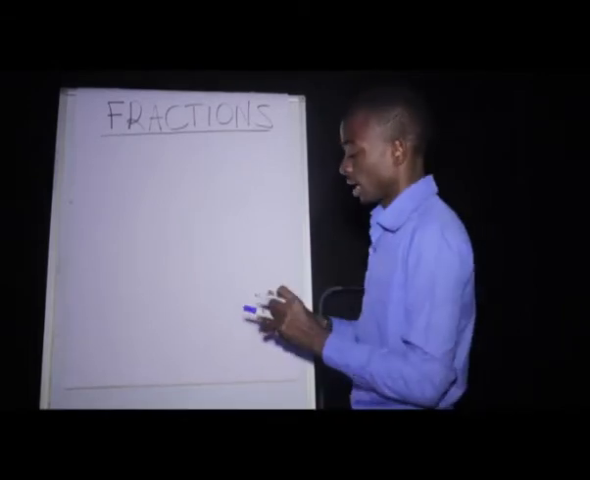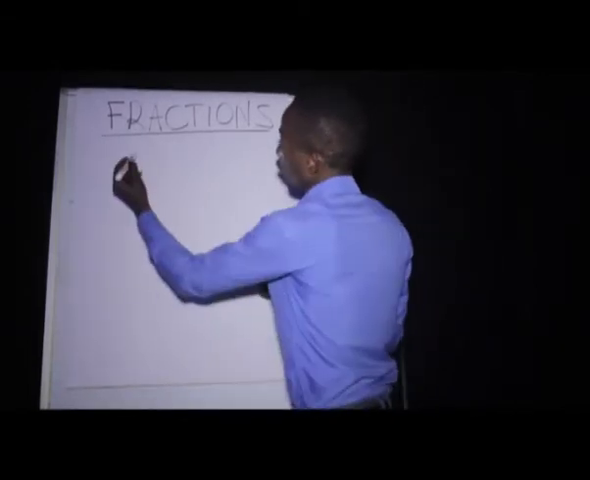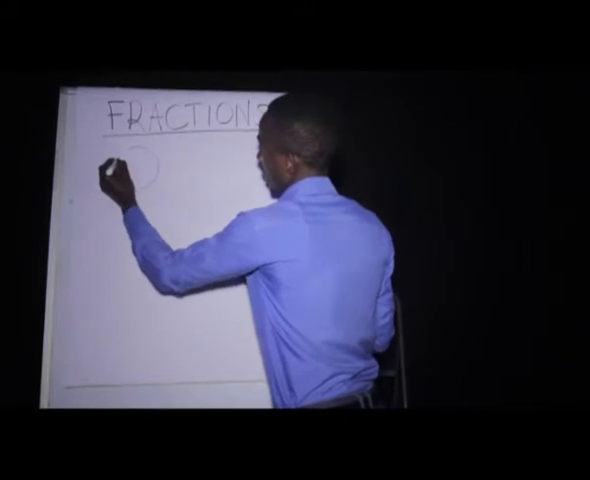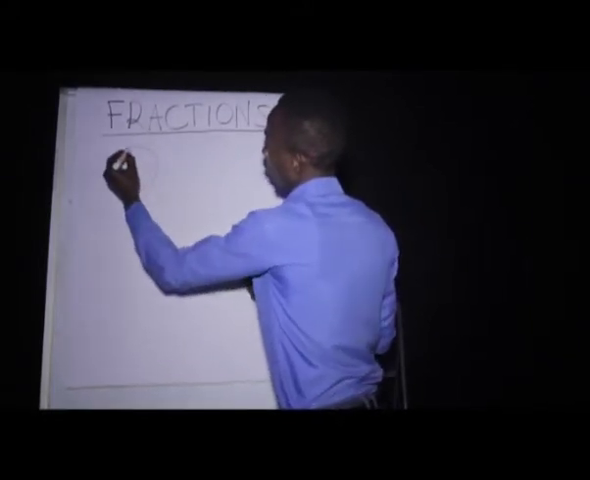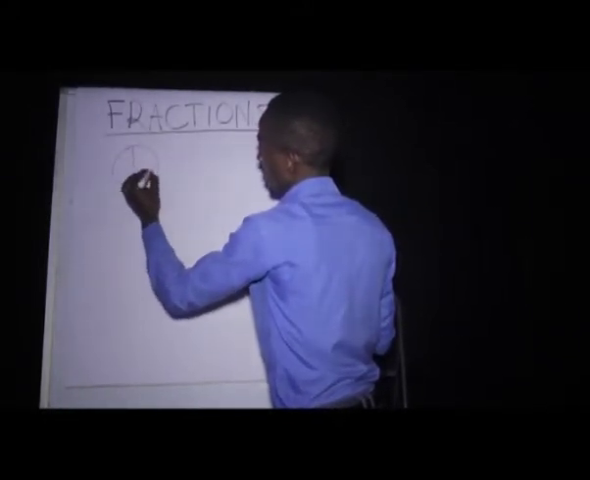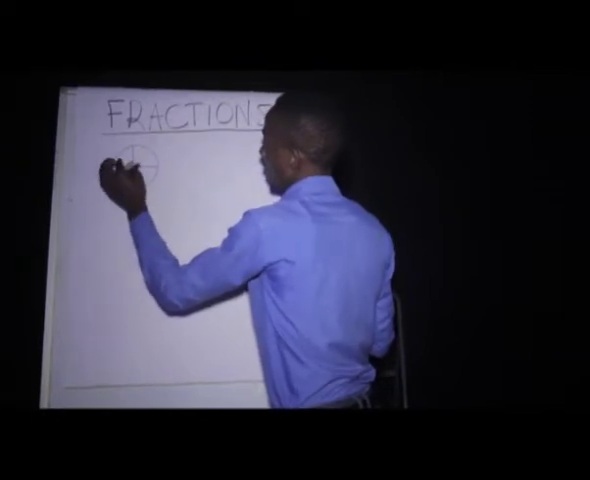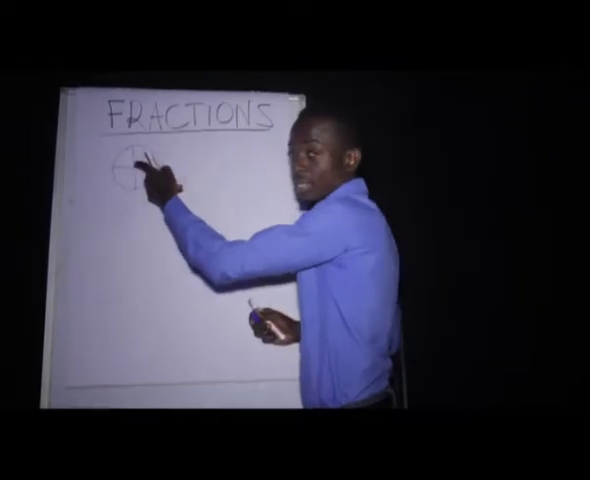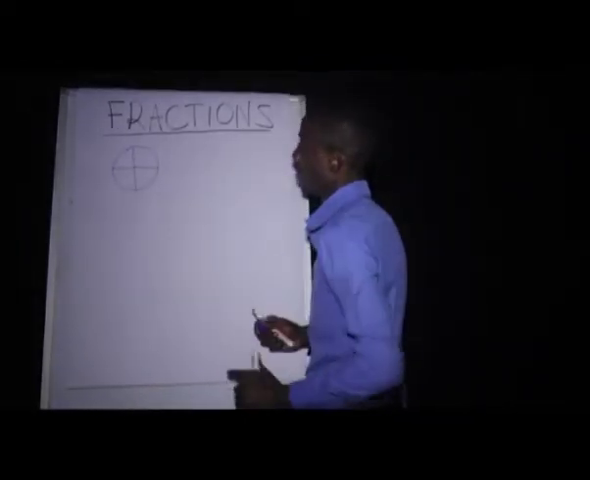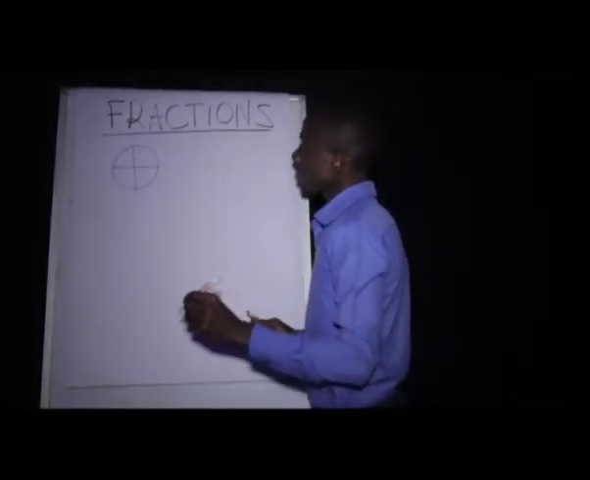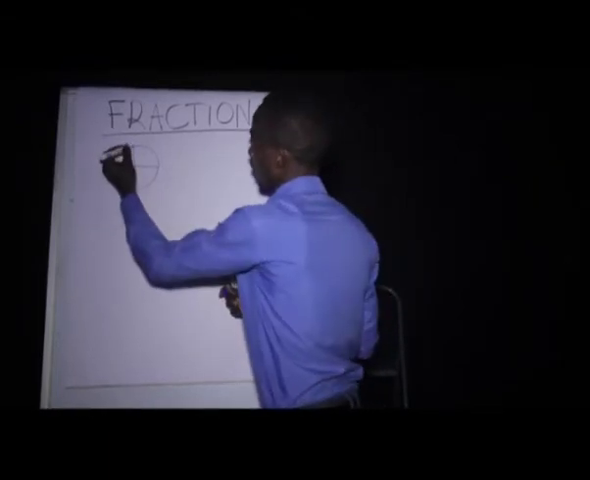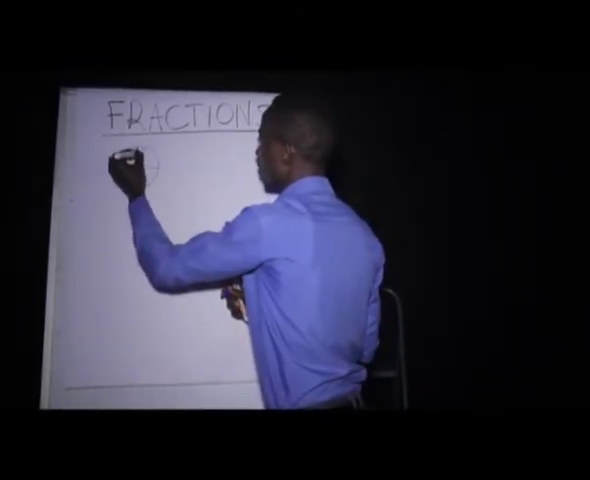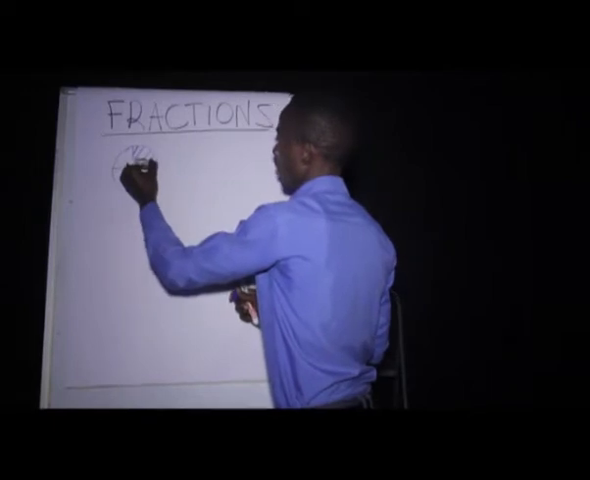So this is my orange, and I divide it into 4 equal parts. I give the first boy this part, I give the second boy this part, I give the third boy this part, I give the fourth boy this other part. So each of these boys, for example the first boy, is going to take this one part.